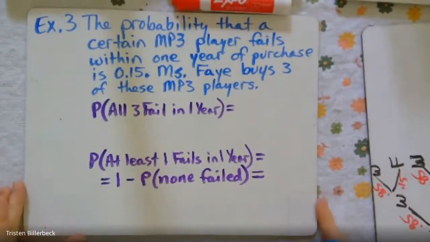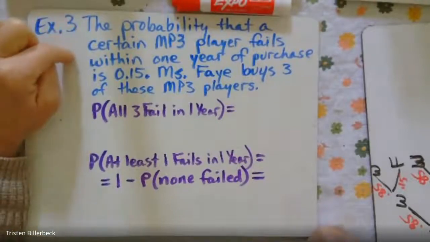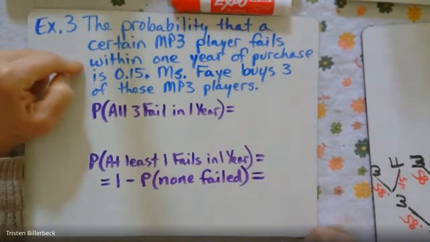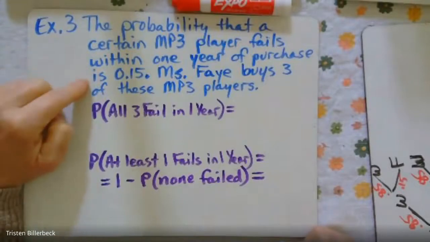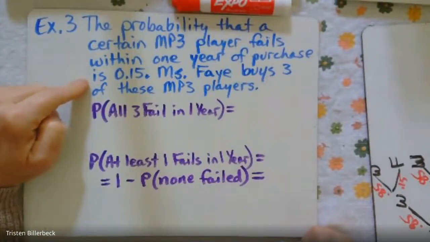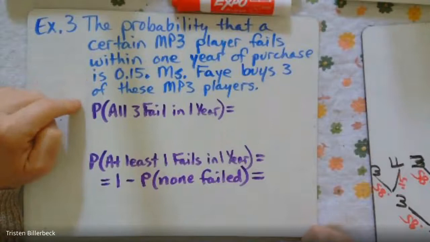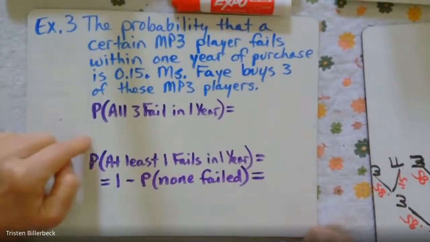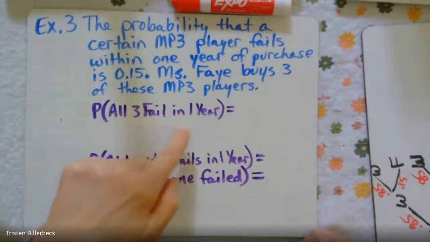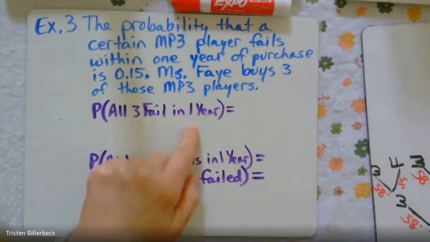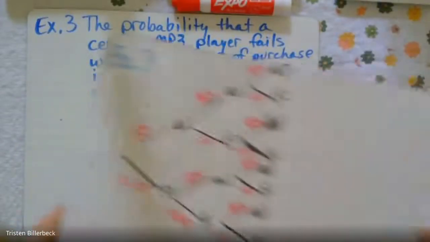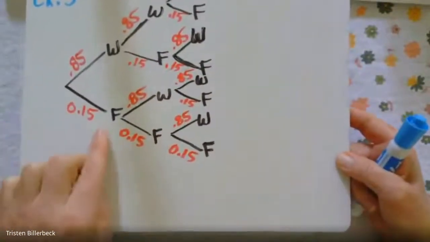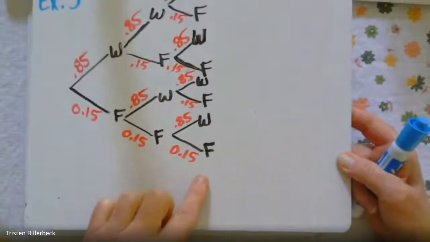So example 3, the probability that a certain MP3 player fails within 1 year of purchase is 0.15. Ms. Fay buys 3 of these MP3 players. So what's the probability all 3 fail in 1 year? Well, let's look at the probability tree. All right, so this is fail, fail, fail.